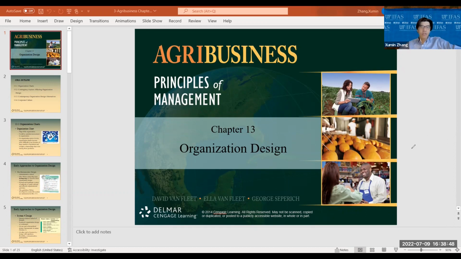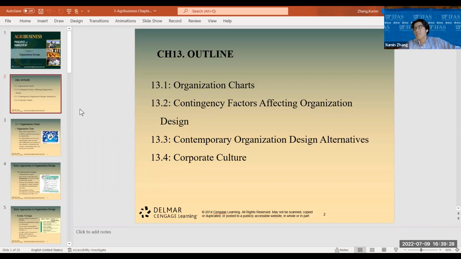So, organization design. In my opinion, you better have an organization chart with you so that you can quickly understand what we are talking about. But anyway, I will assign you the homework for this week. In this chapter 13, we will talk about the organization chart, structure, and relationships, and then we will talk about some contingency factors affecting this organization design.